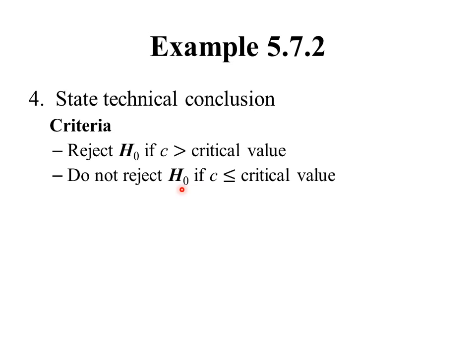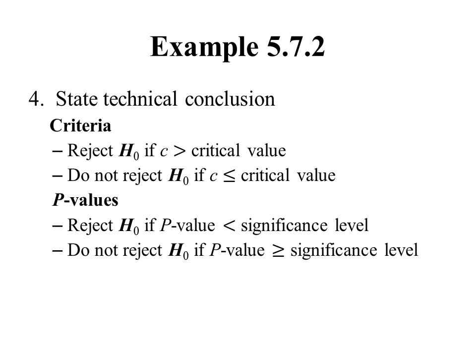A small value of C would indicate that there's not a whole lot of difference between the observed and the expected, which means that the null hypothesis is probably a true statement. If C is greater than the critical value, then that means there's a lot of difference between the observed and the expected, which means that the null hypothesis is probably a false statement, so we should reject it. Now, if we want to use p-values, we can use the same criteria that we've always used. We compare the p-value to the significance level.